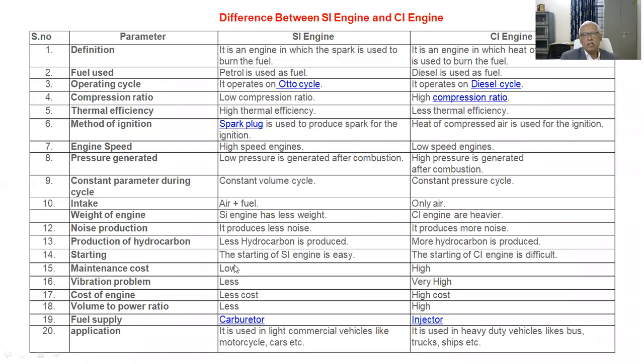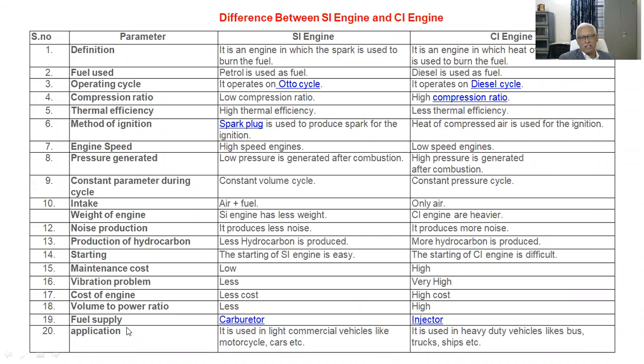Maintenance cost: obviously, the SI engine has fewer components and is lighter, so maintenance is low, whereas the CI engine is expensive. Vibration we already discussed. Cost of the engine: petrol engines cost less because of the fewer components and the lighter weight.